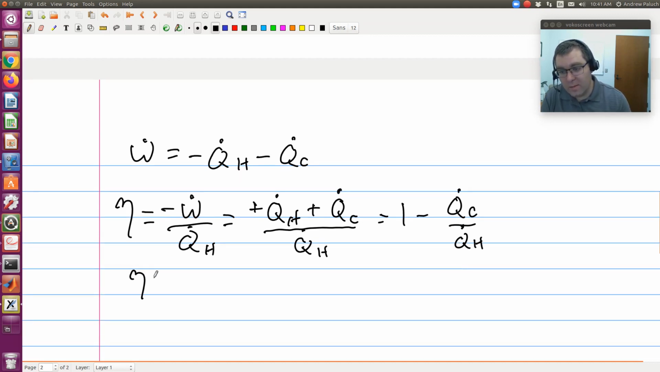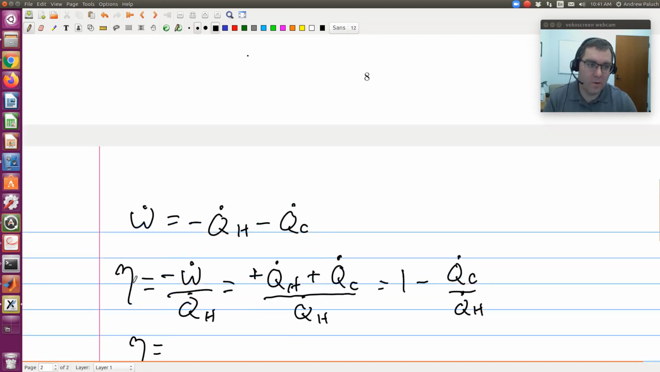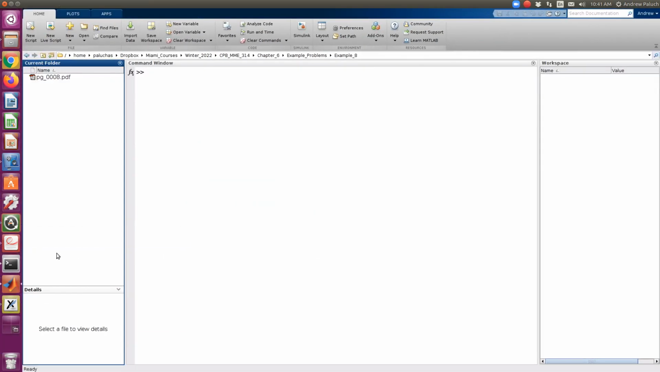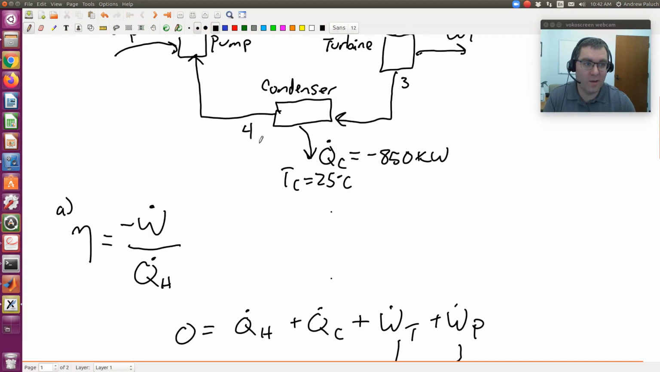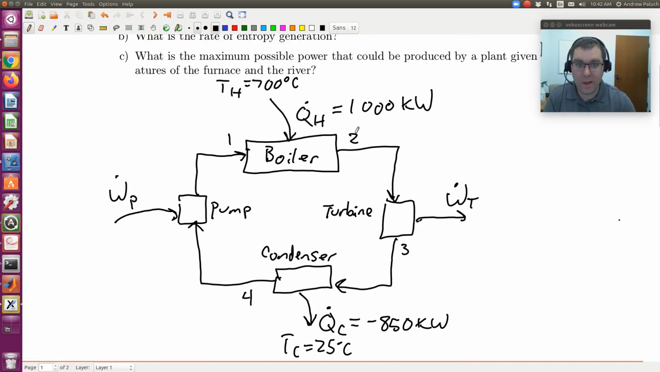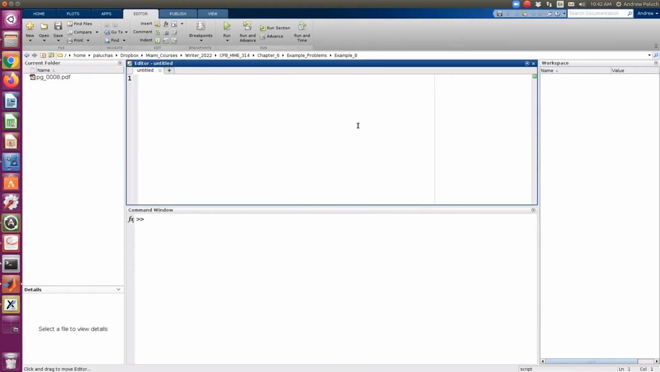So computing then, I'm going to jump over to MATLAB so I can tabulate everything up here. You've got access to my calculator then. So we have Q dot H was 1,000, and that's kilowatts. And Q dot C was equal to negative 850, and that is also in kilowatts.